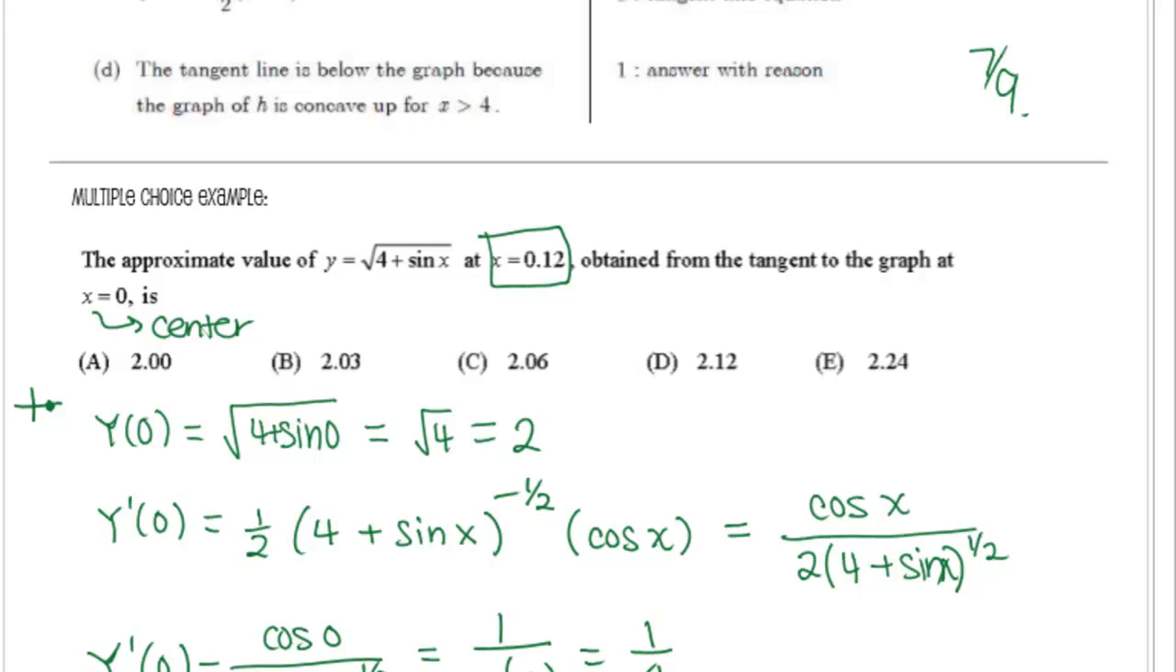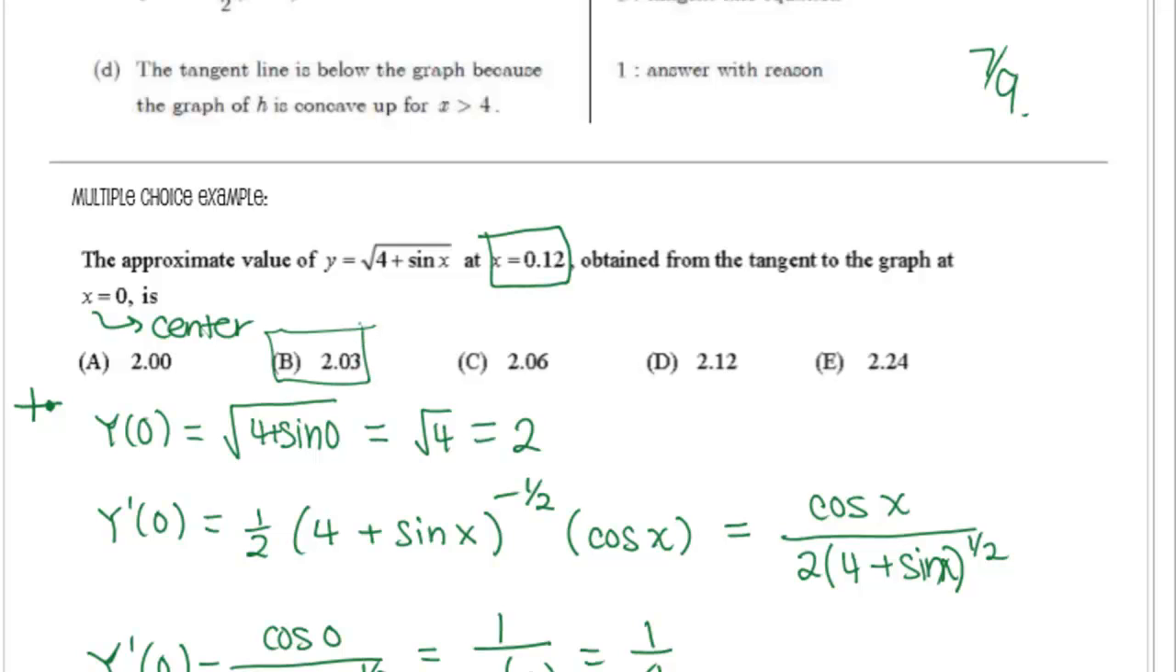So really, I guess we could have done this without a calculator. So 1/4 times 0.12, and then the plus 2. Alright, so my answer becomes, let's see, I believe this is 2.03. This part is 0.03. So my answer is letter B.